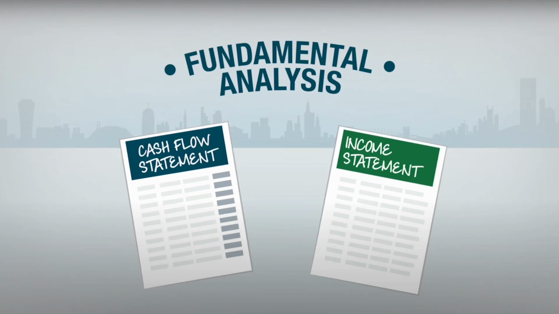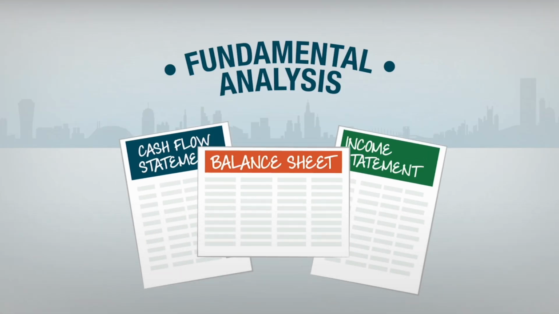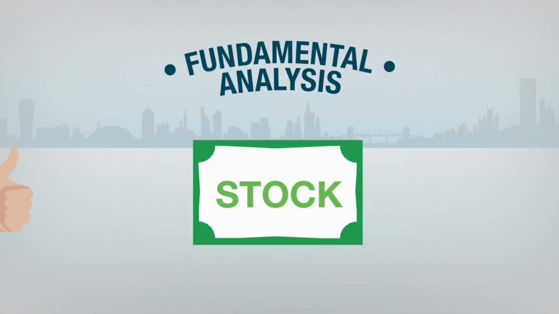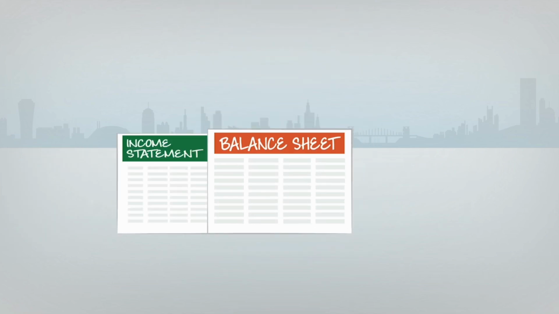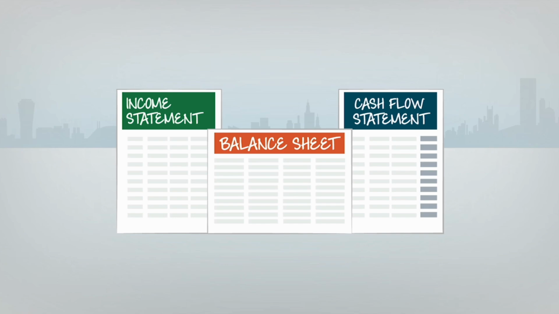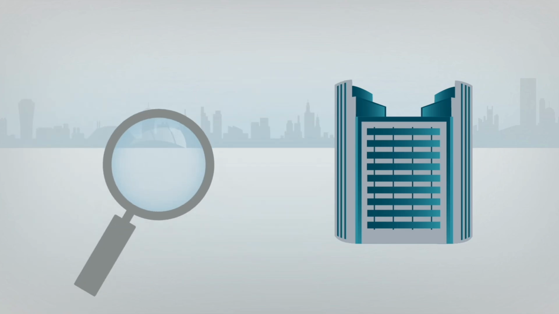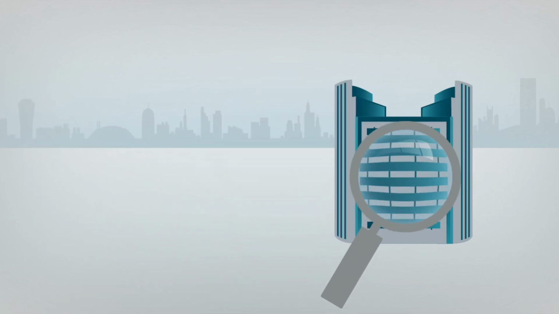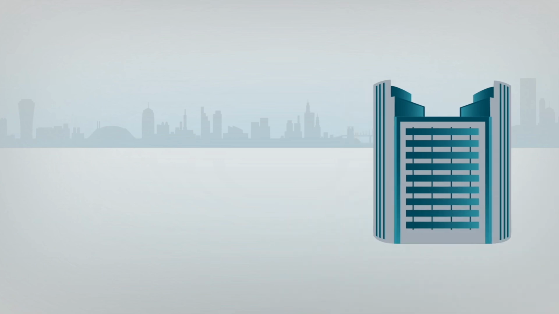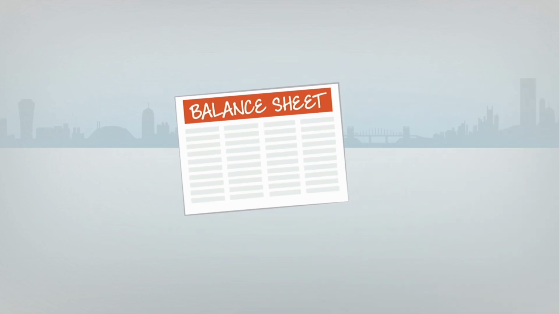Fundamental analysis is the process of examining a company's financial statements to help decide if its stock is a good investment. Financial statements include balance sheets, income statements, and cash flow statements. This information helps determine the financial makeup of the company behind the stock. In this video, we'll explain how fundamental analysis uses these statements to help evaluate a company. Let's start with a balance sheet.